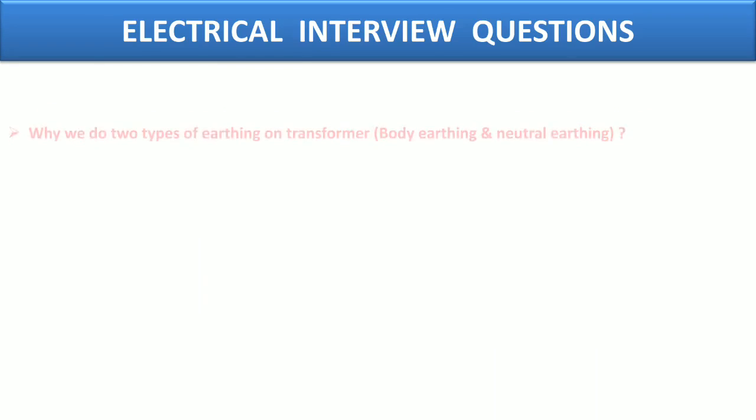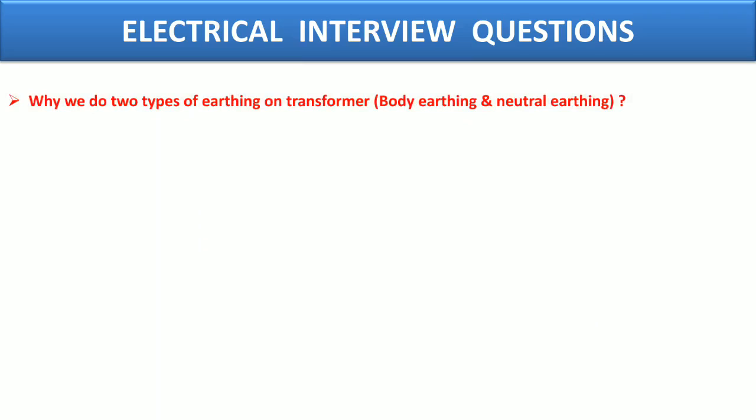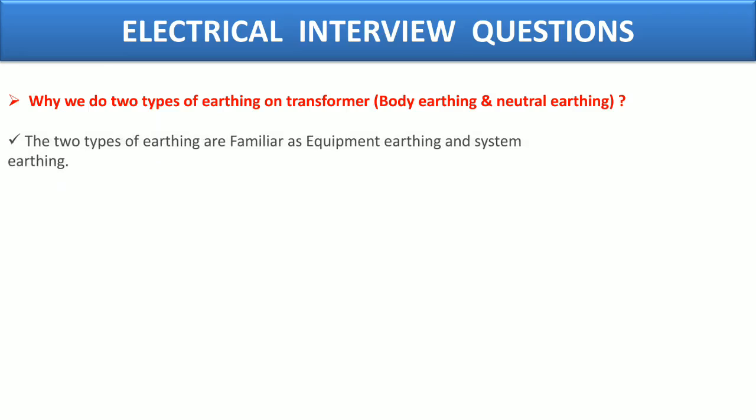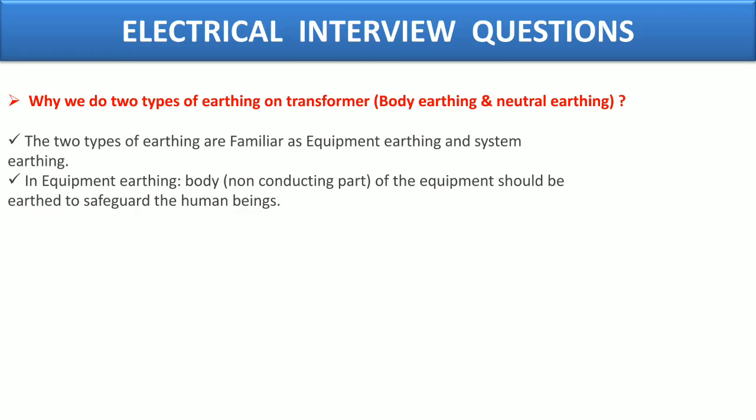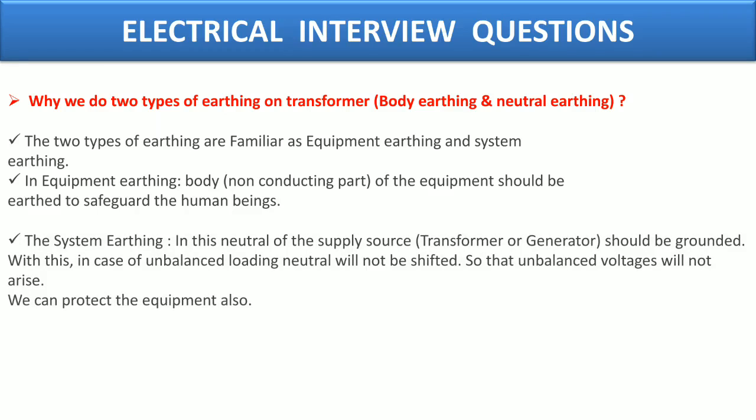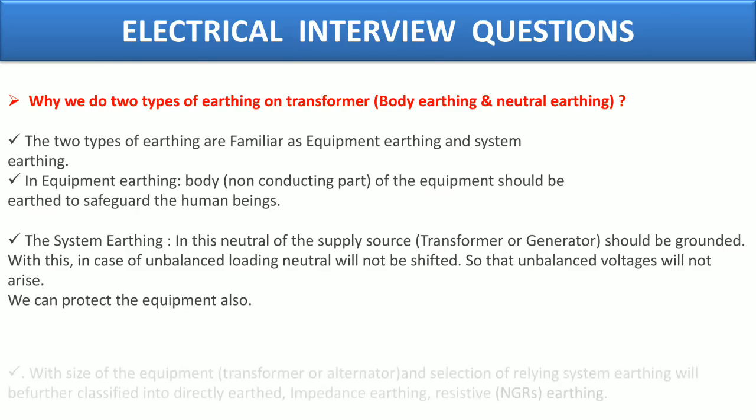The next question, why do we do two types of earthing on transformers, that is body earthing and neutral earthing? The two types of earthing are familiar as equipment earthing and system earthing. In equipment earthing, the body, that is the non-current-carrying part of the equipment, should be earthed to safeguard human beings, whereas in system earthing, the neutral of the supply source should be grounded. With this, in case of unbalanced loading, the neutral will not be shifted, so unbalanced voltage will not arise. We can protect the equipment also.